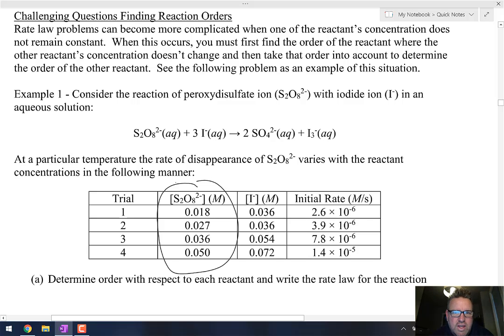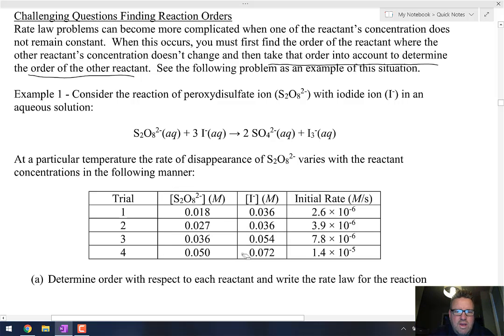So when you do this, you must first find the order of the reactant where it does stay the same. So for example, here we see that I minus stays the same for the first two trials. So that's going to help us to figure out what the order of S2O8 is. Okay? Then we have to take that into account. We have to take that order into account to determine the order of the other reactant. And I'll show you what I mean by that.